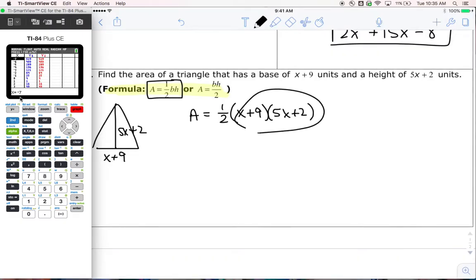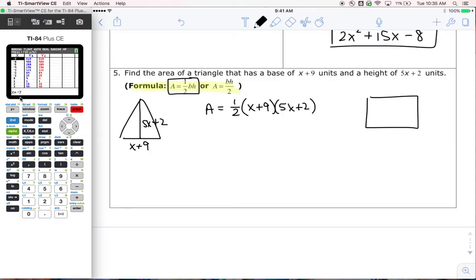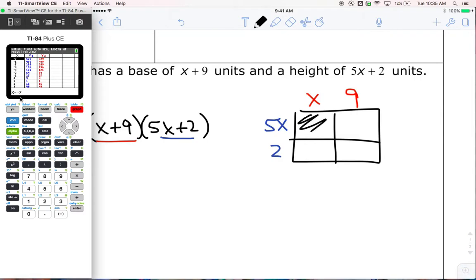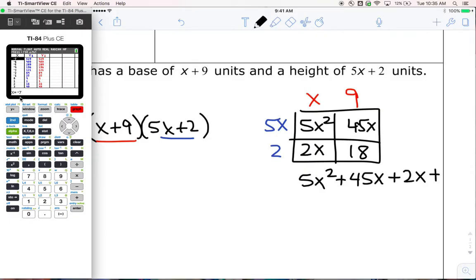Let's go ahead and deal with this like we usually would. So over here, I'm going to draw a box for my multiplication of these binomials. So I'm going to have an x and a 9, and then I'm going to have a 5x and a 2, and we're going to multiply here. We've got the product of 5x and x going in this first box, which we know is going to give us 5x squared. This is going to be 9 times 5x, which is 45x. Here we've got 2 times x, which we know is 2x. And finally, we've got 9 times 2 giving us this product here, and we know 9 times 2 is 18. So I've got 5x squared plus 45x plus 2x plus 18. Combine my like terms just like always, and I've got 5x squared plus 47x plus 18.